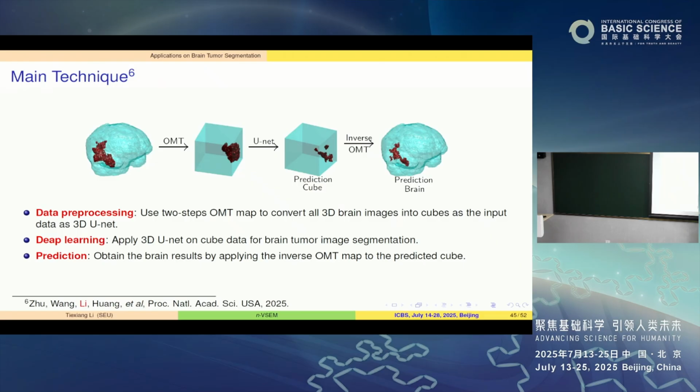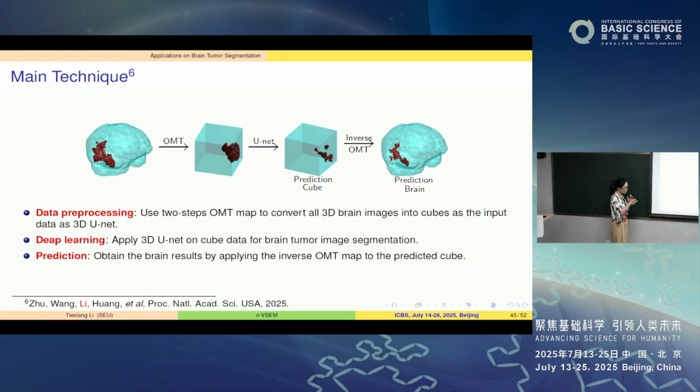Now we have the tumor position. Then we use the inverse OMT transport, and we can find the tumor region on the original brain. It can be used by the doctor to check the result. So this is our main technique.